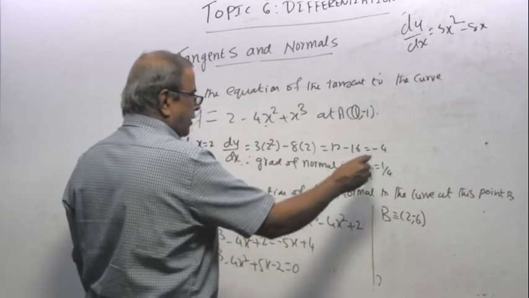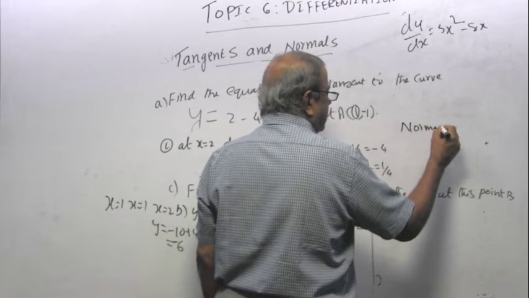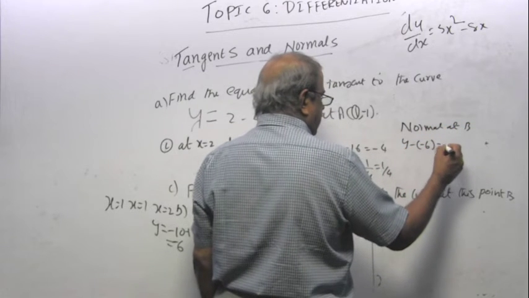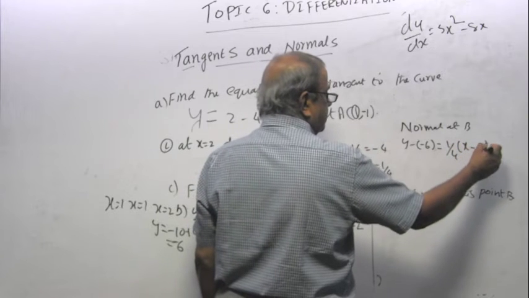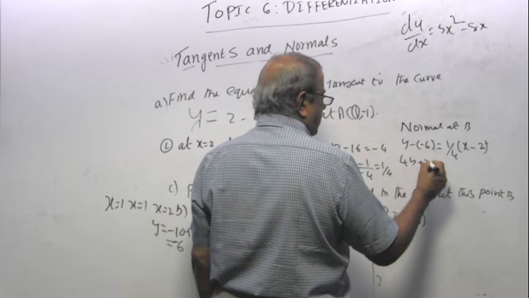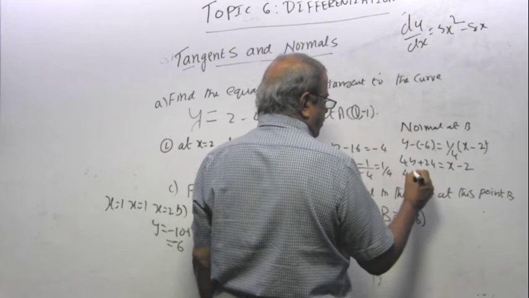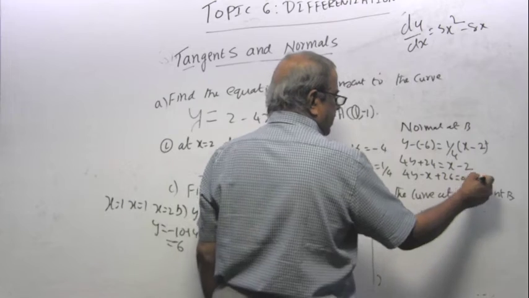I now know the gradient of the normal is a quarter. So the normal at B is y minus y1 equal to gradient times x minus x1. 4y plus 24 equal to x minus 2, or 4y minus x plus 26 equals 0. That's the equation of the normal.